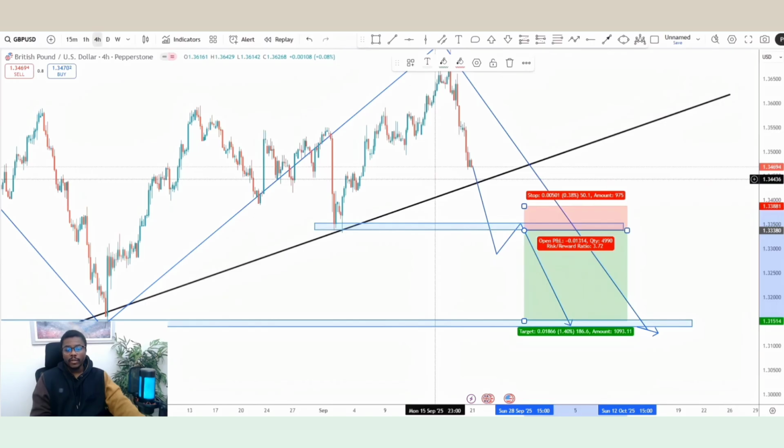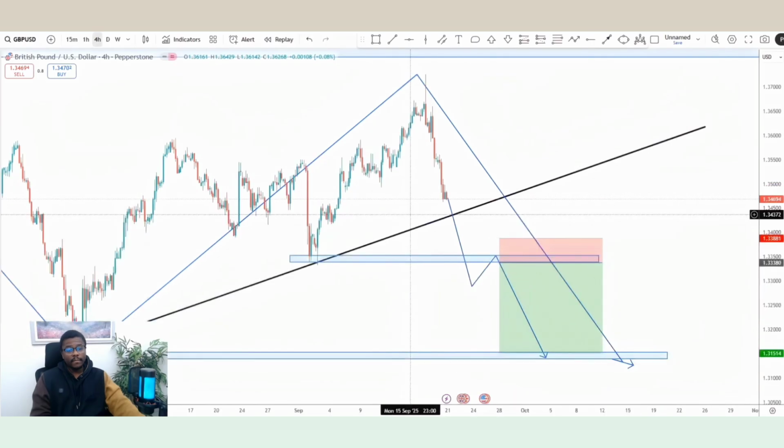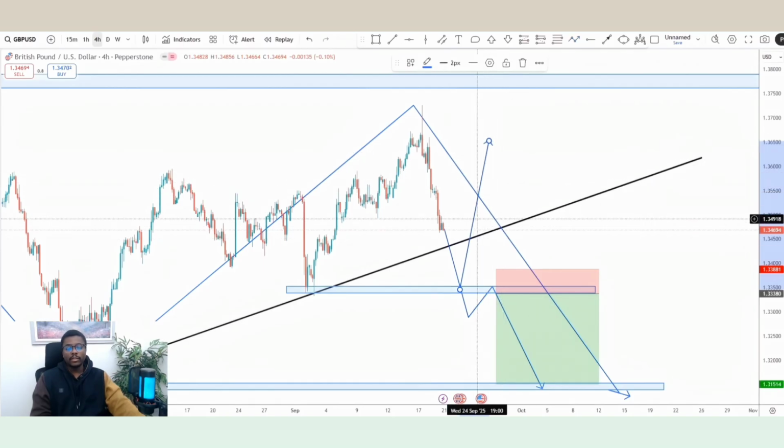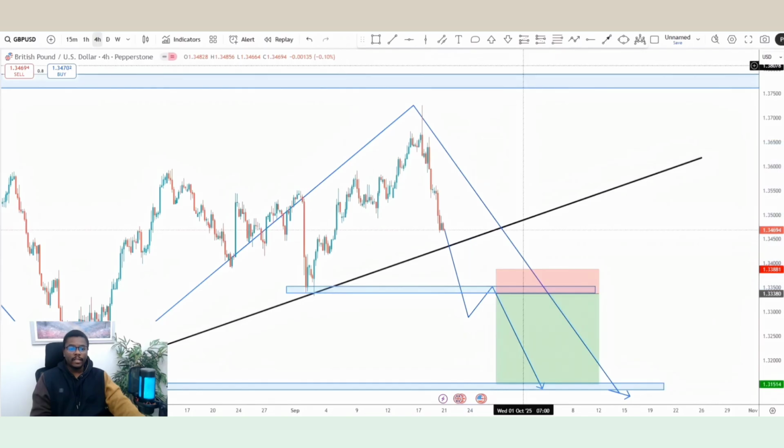Again, continuation of the sales possibly, but that's only if price breaks this previous low here, because sometimes you could have price come down here and then back into this trend line and continue the move to the upside. So we need to be very careful when taking that trade.